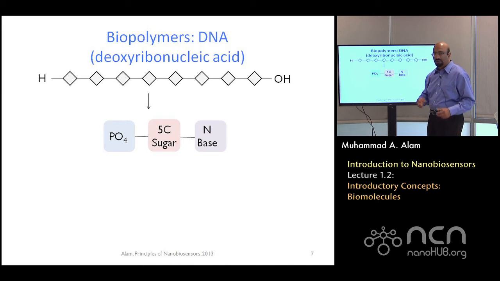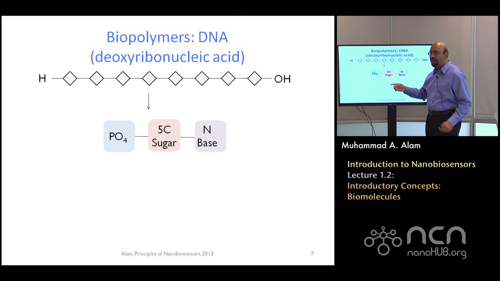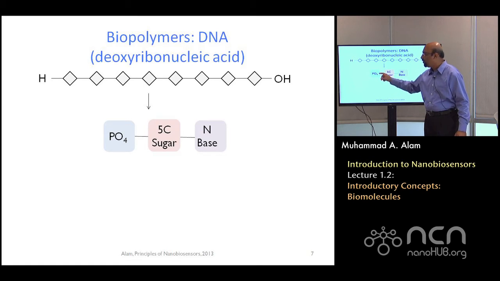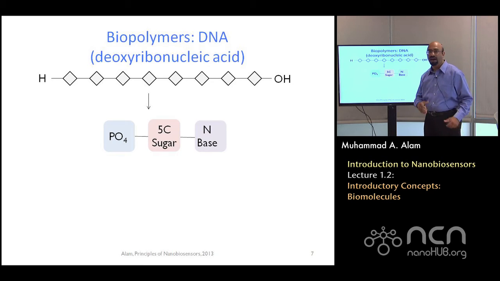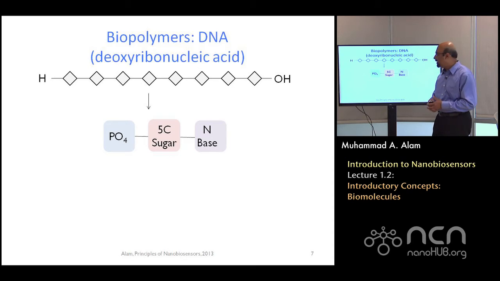Now, each one of the diamonds, if you looked inside a little bit, you will see that there is a 5-ring carbon sugar, and the base, this A, T, C, G, is a nitrogen atom containing base. And there is also a residue of phosphoric acid. What I mean by that is that this was really H3PO4. The hydrogen went away, making it charged, negatively charged, because the electrons were left behind.